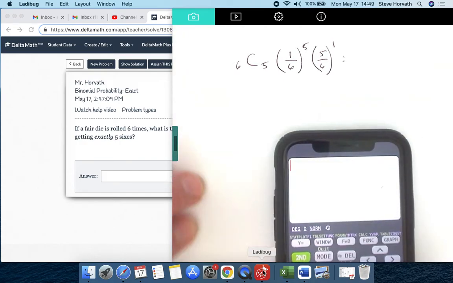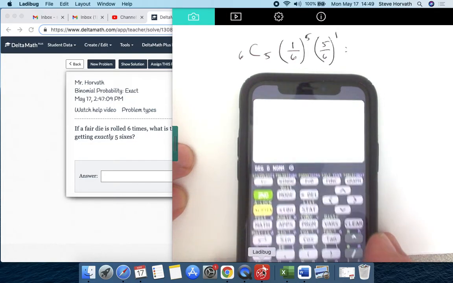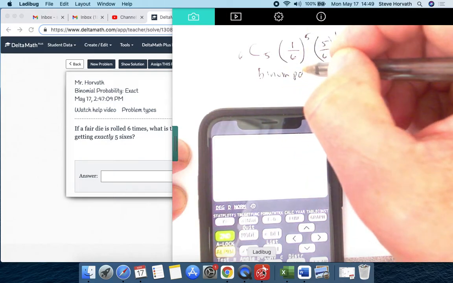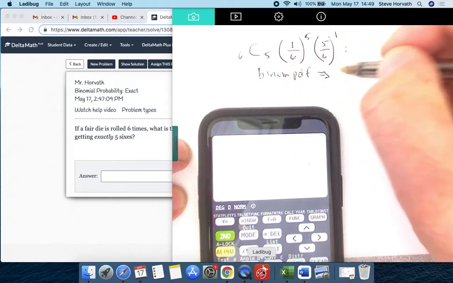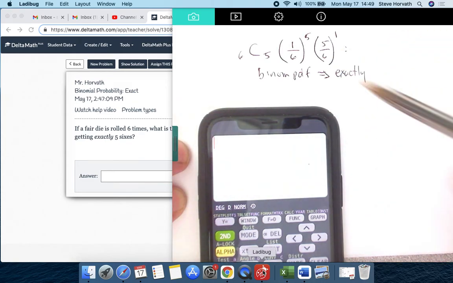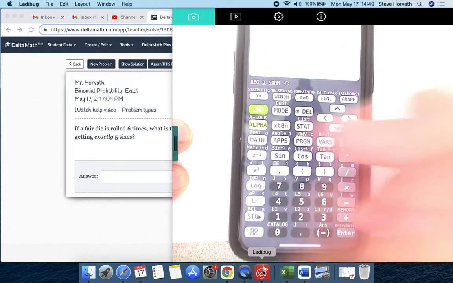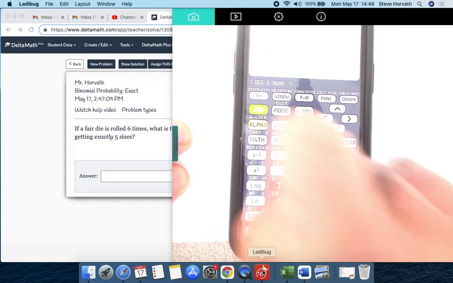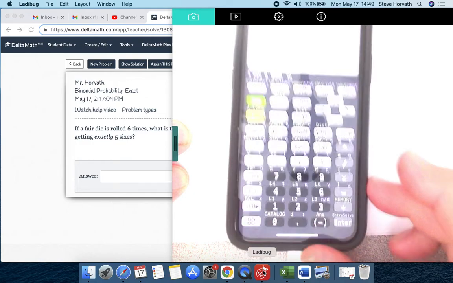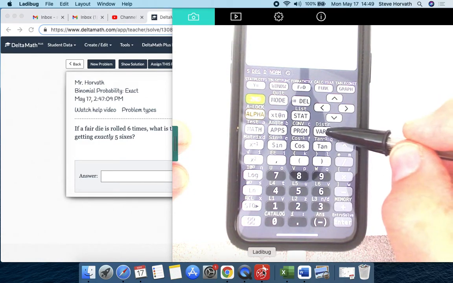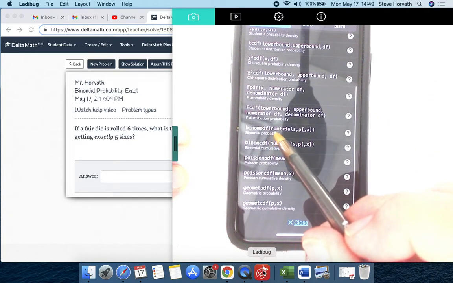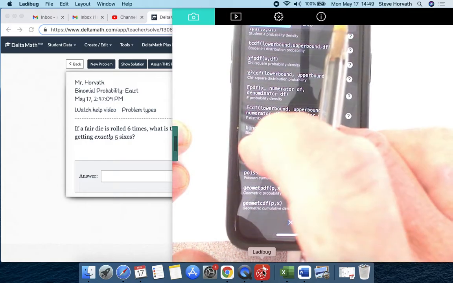But we have a calculator shortcut, which we're going to show you right now. So what's the calculator shortcut? It's called Binomial PDF, and this is for exactly. This one says exactly 5 times. Let's find it. We're going to go second, then distribute, the vars button right here. Then we slide down to Binomial PDF. Make sure you're hitting the PDF one.